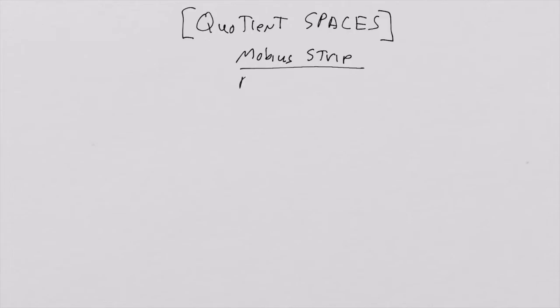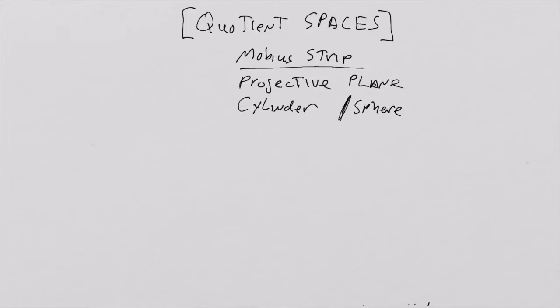And then there's the projective plane, which is a good example of a manifold that can be understood as a quotient space. The cylinder is a manifold and that can be understood as a quotient space. So can the sphere. Matter of fact, almost everything that we deal with can be described as a quotient space.